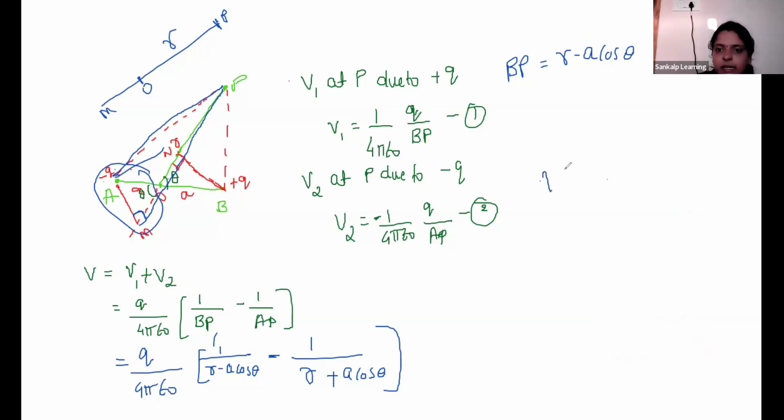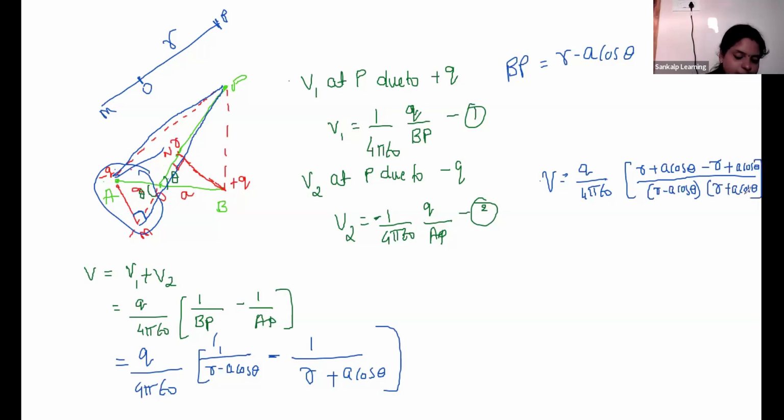Okay. So therefore V is equal to Q upon 4 pi epsilon naught. Inside the bracket, we have 1 upon R minus A cos theta minus 1 upon R plus A cos theta. Cross multiply or take the LCM and simplify. So if you simplify, it will be R plus A cos theta minus R plus A cos theta, divided by, in one bracket, R minus A cos theta, another bracket R plus A cos theta, bracket complete.